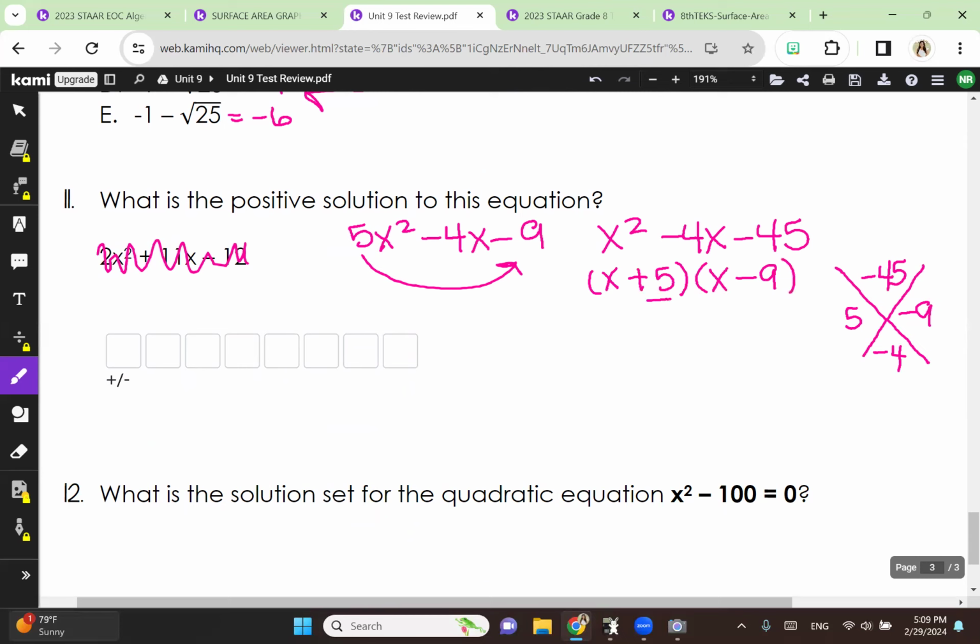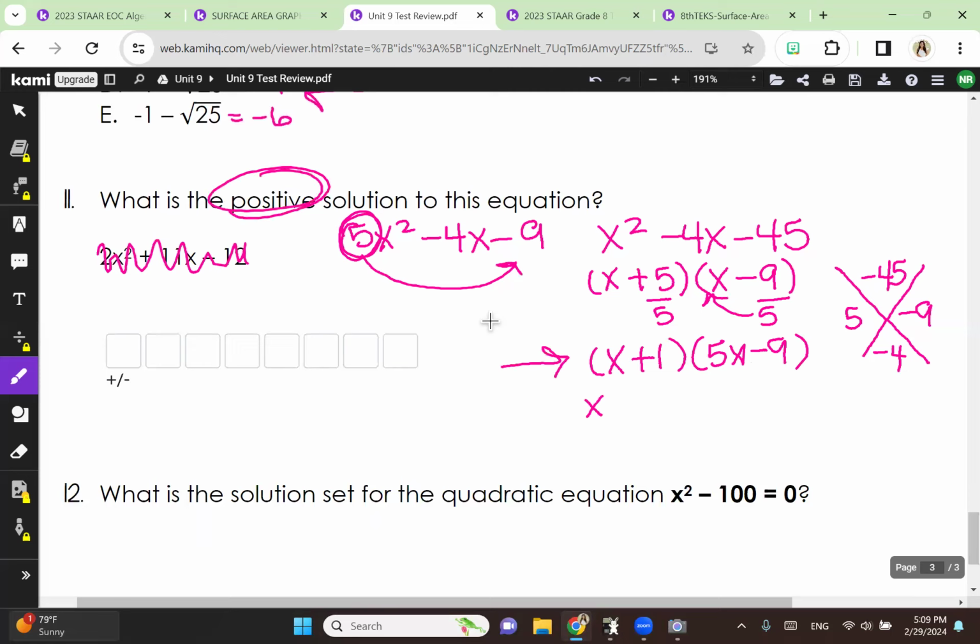After that, you want to divide. You kidnapped the 5, so you want to divide. That gives you x plus 1. Here, you're going to do bottoms up. That is 5x minus 9. Last step is to solve, because most of you will get eager and say, oh, well, the positive solution is that 1. It is not, because if you actually solve it, that x plus 1 is going to change to a -1.